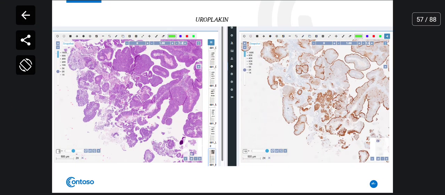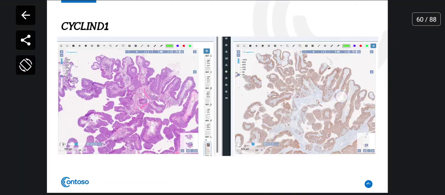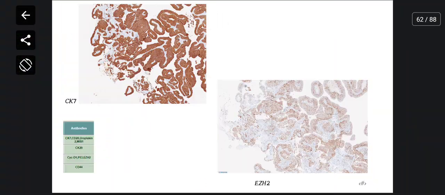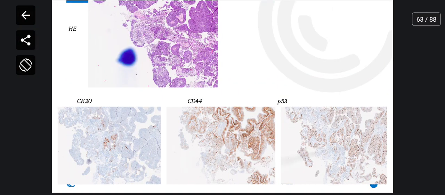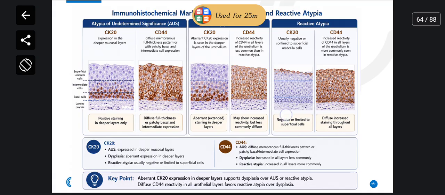Uroplakin is a marker of umbrella cells. CK20 was done. For origin of the urothelial cell, CK7 will be used.